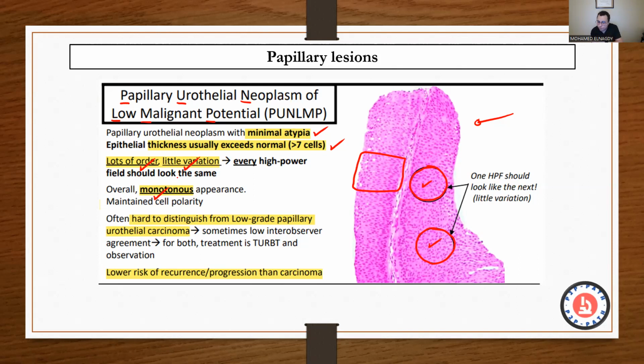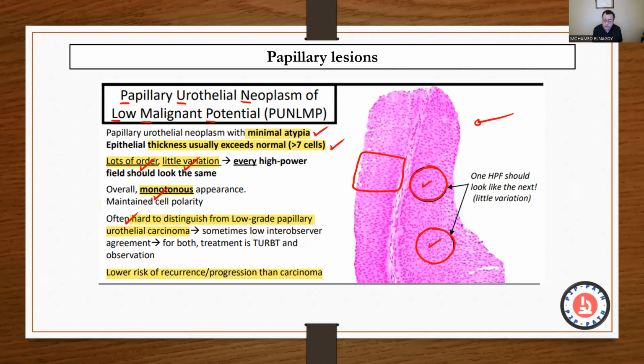Like some pathologists will call it PUNLMP, and another pathologist, oh no, I feel like this is more disorganized one way or another. I feel like the cells are atypical a little bit. So let's call it papillary urothelial carcinoma low grade. That's why it's usually an IDC, or interdepartmental consultation, in which all the attendings usually agree on one opinion. And luckily, there's no difference.